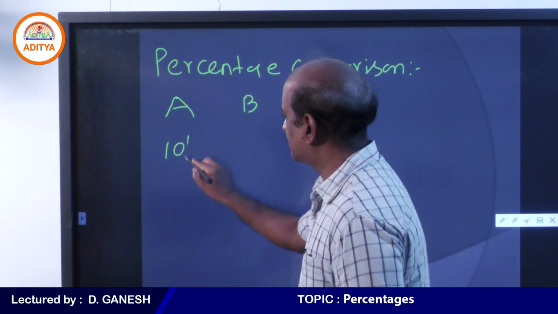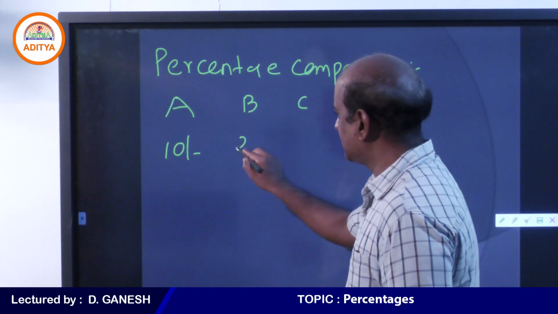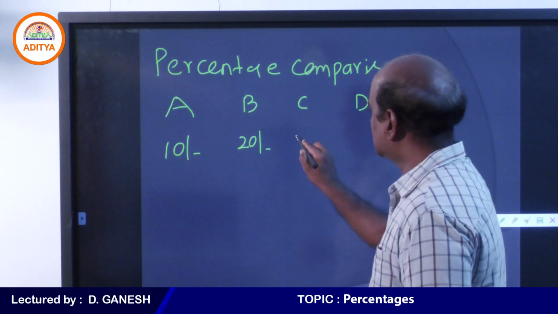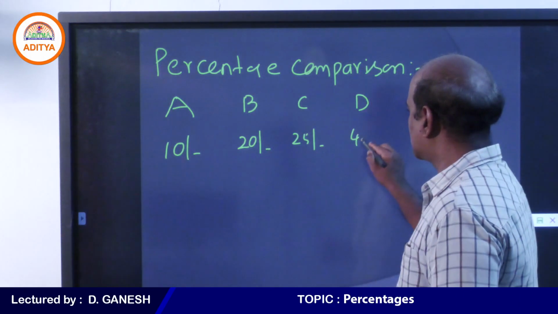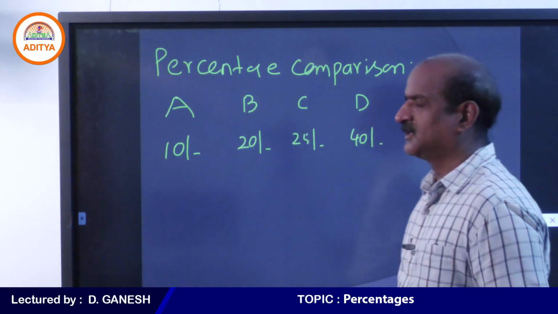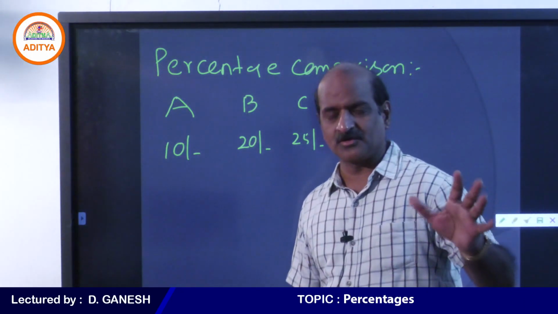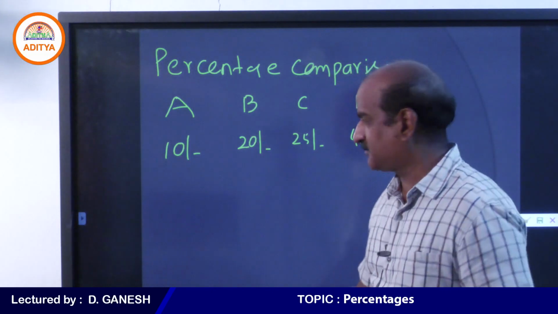A is earning 10 rupees. B is earning 20 rupees. C, 25 rupees. And let me suppose D is earning 40 rupees. Okay, please write down one by one. So today I need to tell you what is percentage comparison.